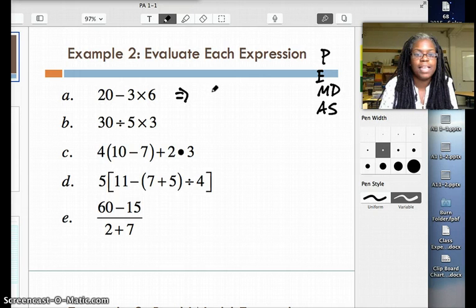So the first step is that this is going to be 20 minus 18. The next step is I can do whatever's left because it's the only operation, and so my answer is 2. Let's follow along with this one.